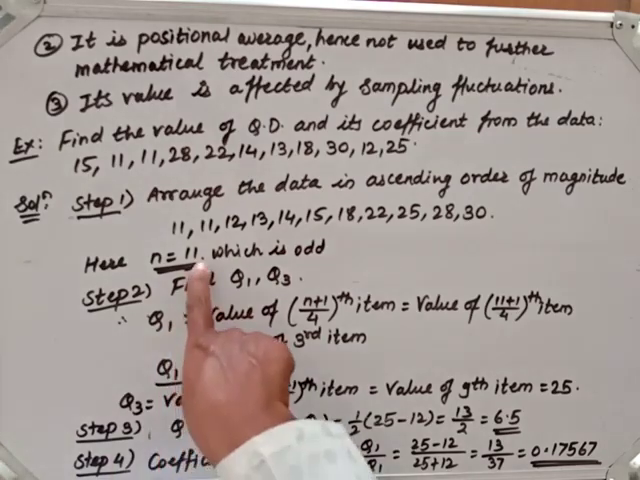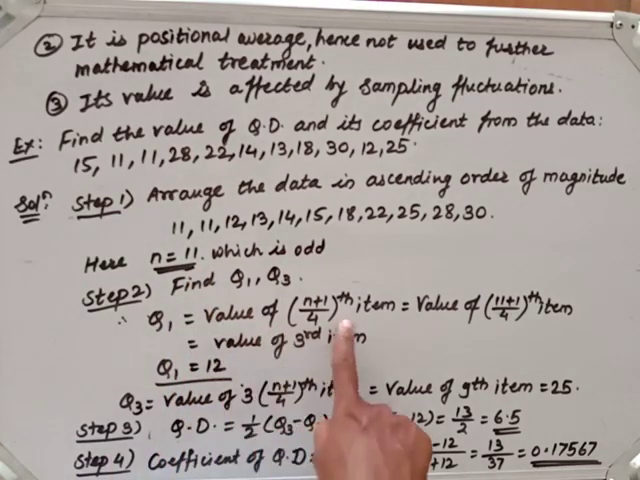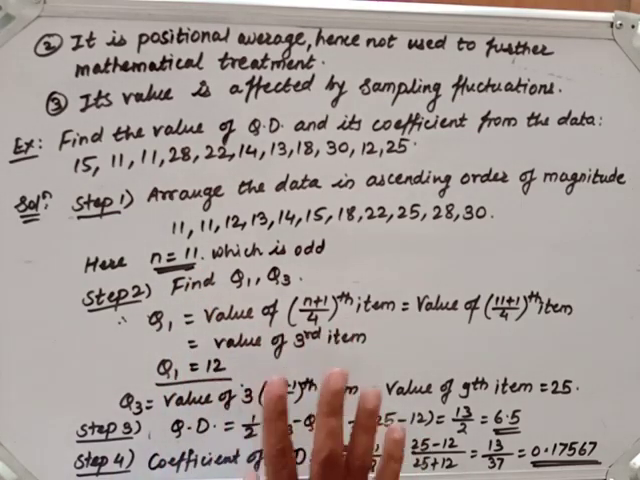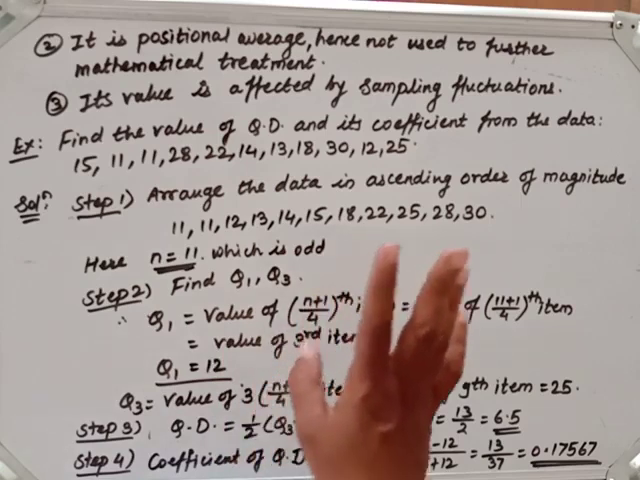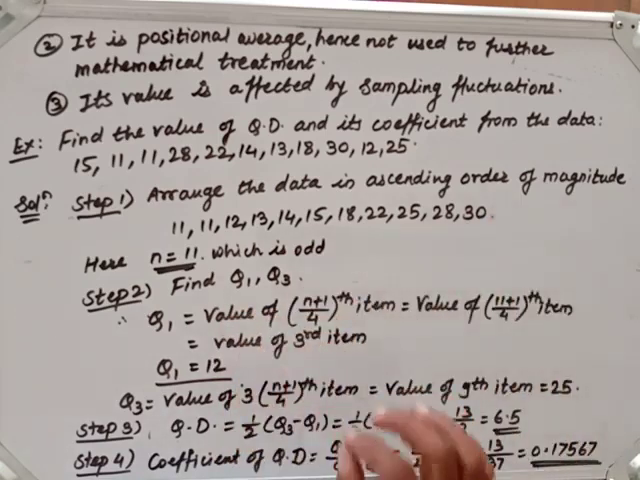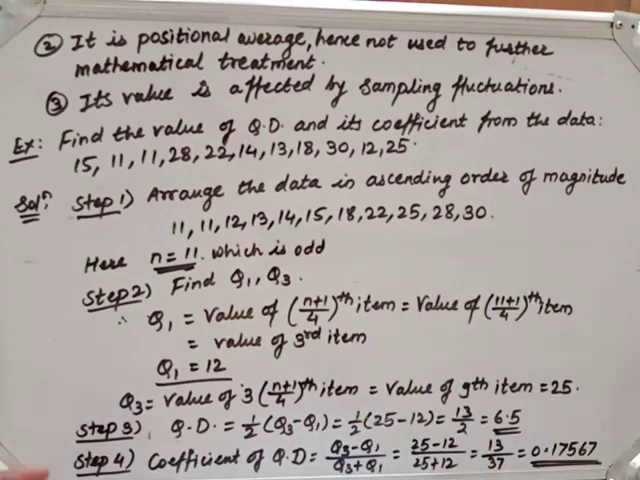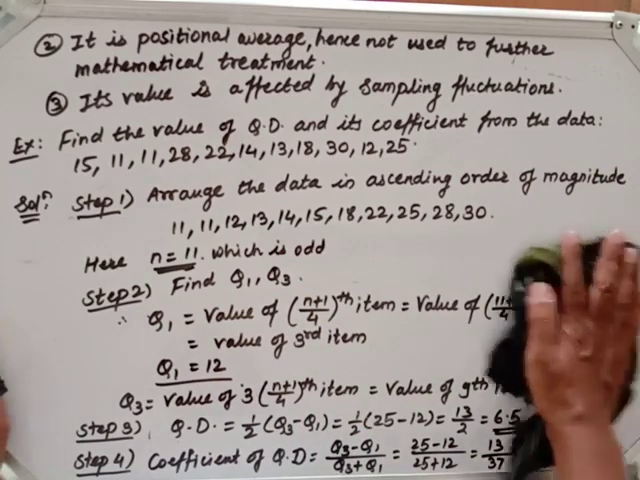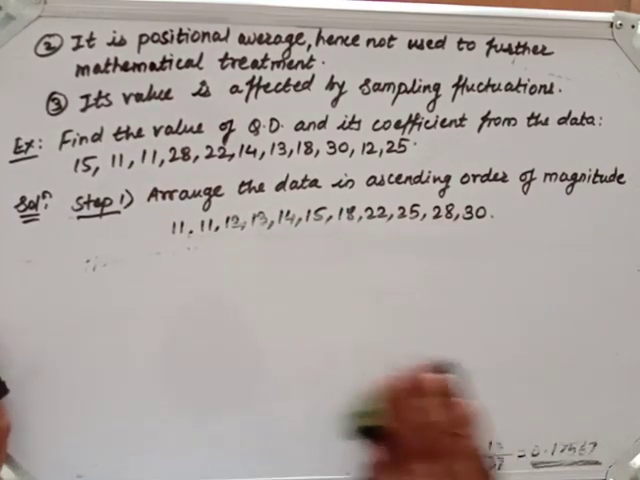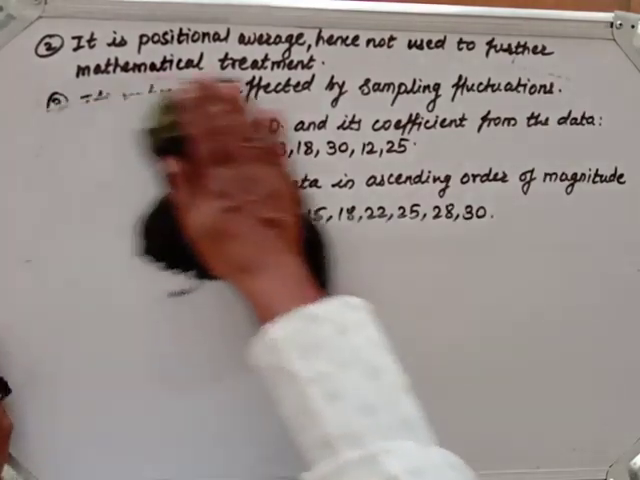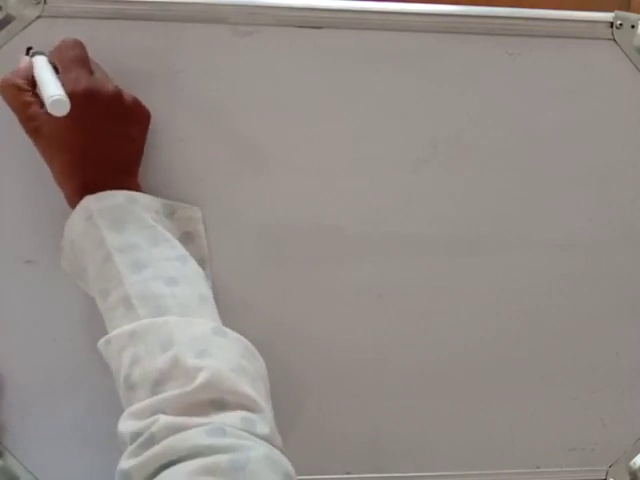Now, if n is even, you know the results for Q1 and Q3. We had already taken them in the previous chapter. If you have a doubt, you can go through those videos again. Now, let us see the next example, for the continuous series or grouped frequency distribution.